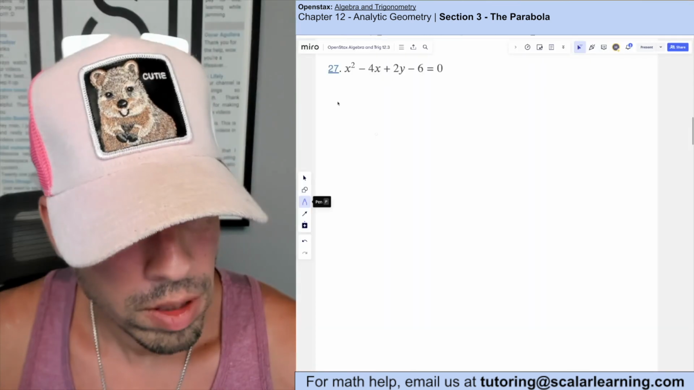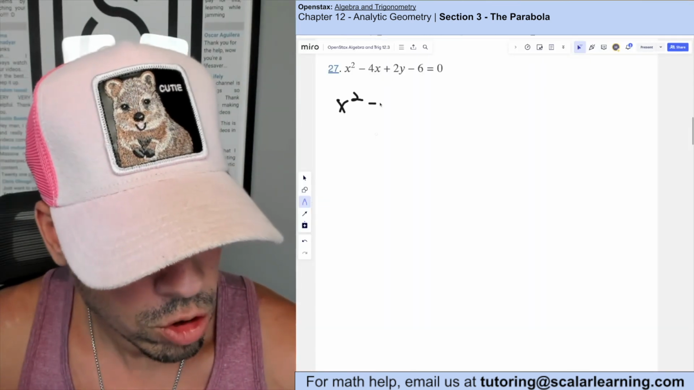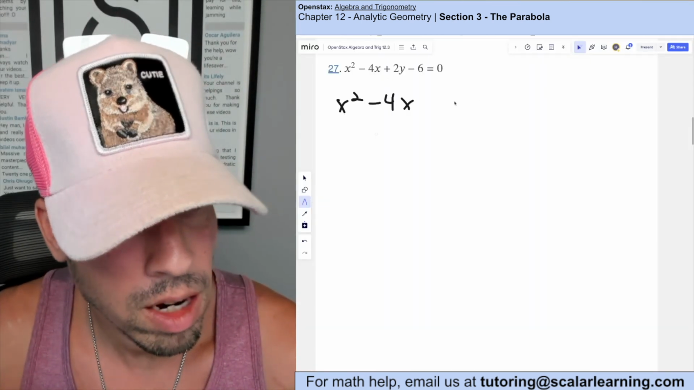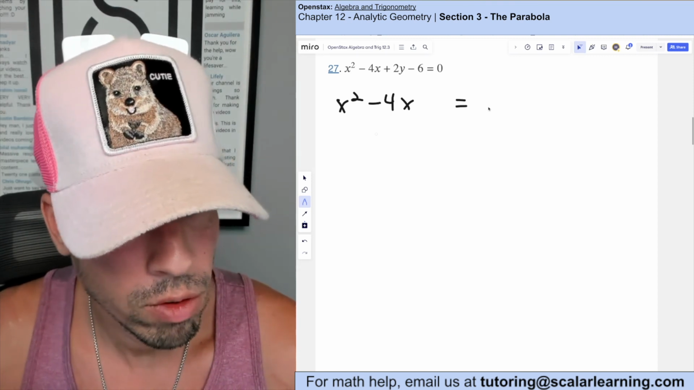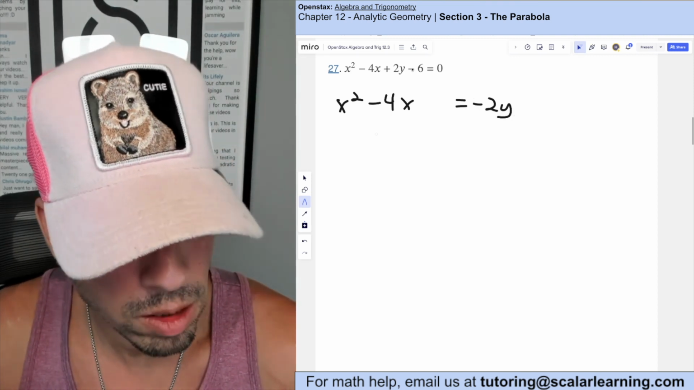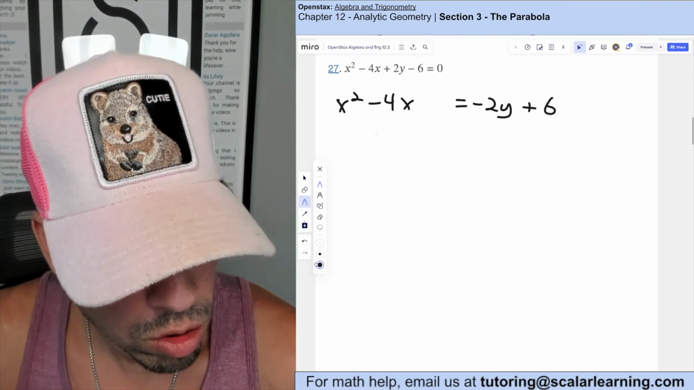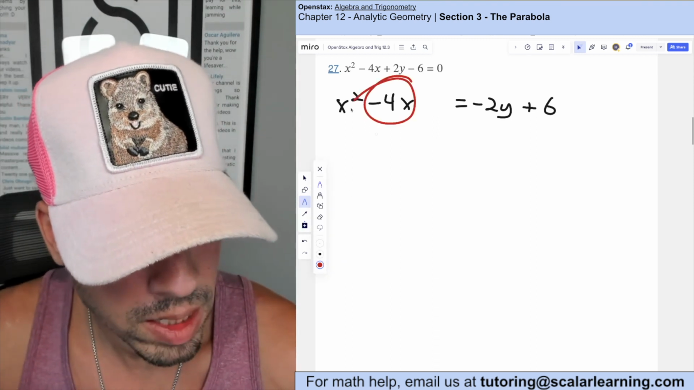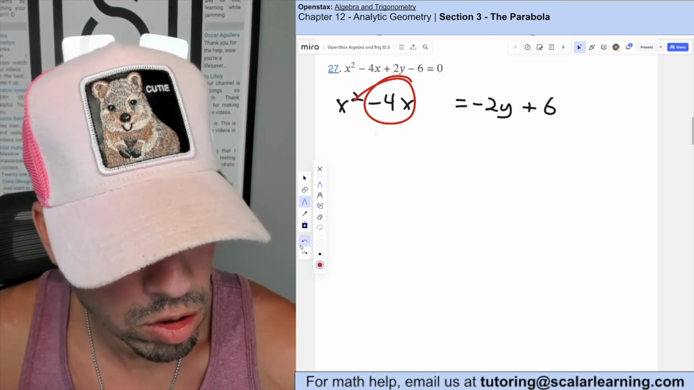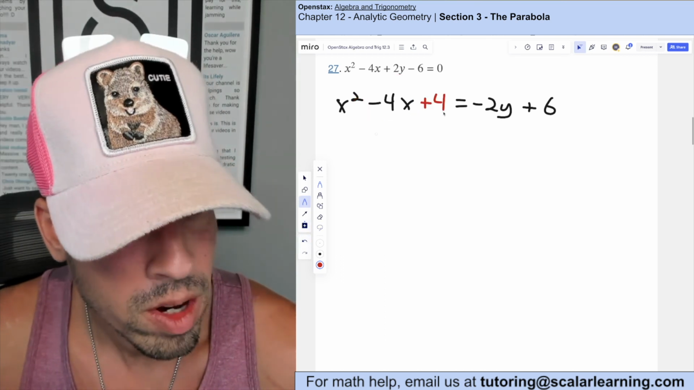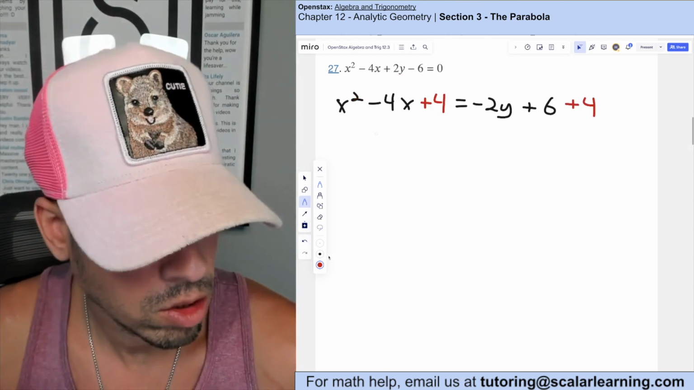Done. So this one, we're going to start by keeping the x squared minus 4x on the left-hand side and moving this stuff over here, making it a negative 2y by subtracting it and adding 6 over here to the right side. Then we're going to do a little completing the square by taking half of that and squaring it. So that's negative 2 squared is 4. So we're going to add that to both sides like so.